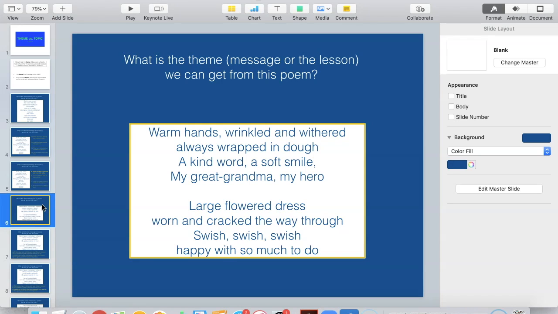So, warm hands, wrinkled and withered, all these W's. Warm hands, wrinkled and withered, always wrapped in dough. A kind word, a soft smile, my great-grandma, my hero.